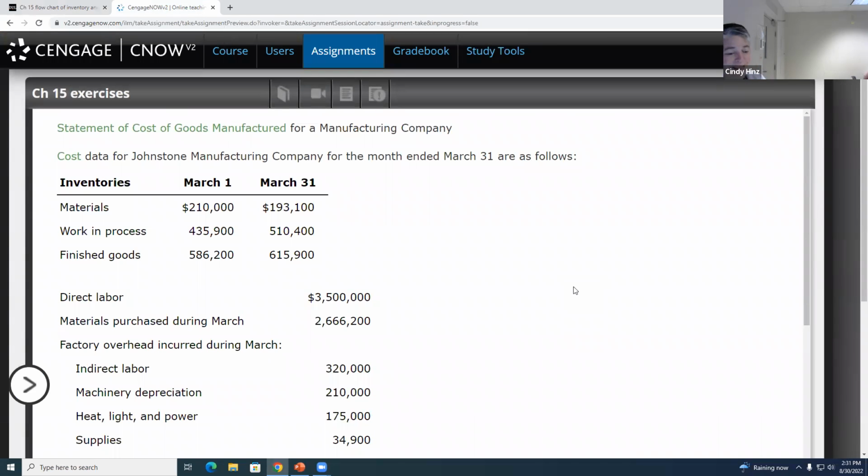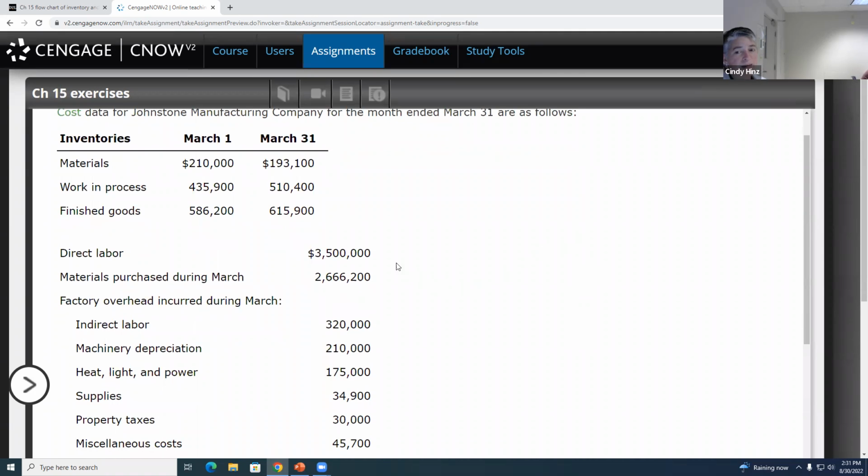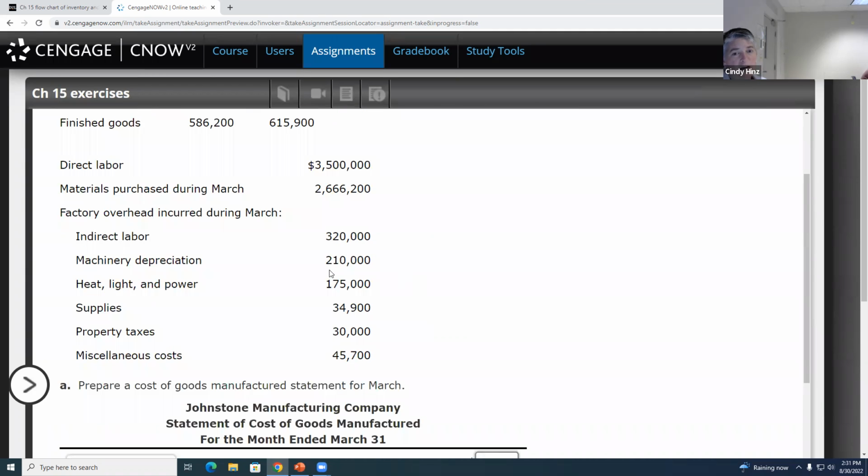In exercise 8, we have cost data for Johnstone Manufacturing Company for the month ended March 31st. You can see for the 3 inventory accounts, we have both the beginning and the ending balances. We're then given additional information about direct labor, materials purchased during the month, and overhead that was incurred. Again, I'm encouraging you to not think of that as incurred, but allocated.